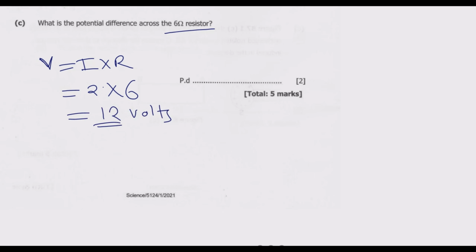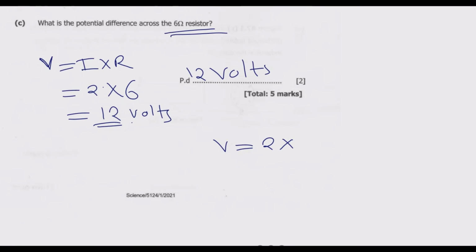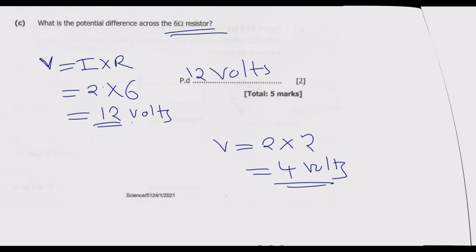So 12 volts is the potential difference across this resistor. If the question was to find it across the second resistor, it will be the same approach: 2 amps multiplied by the resistor there. The resistor is 2, so 2 multiplied by 2 will give us 4 volts. So when you add these two, you get back to 16. So 4 plus 12 is 16. So this is how you answer this question to get the 5 marks.